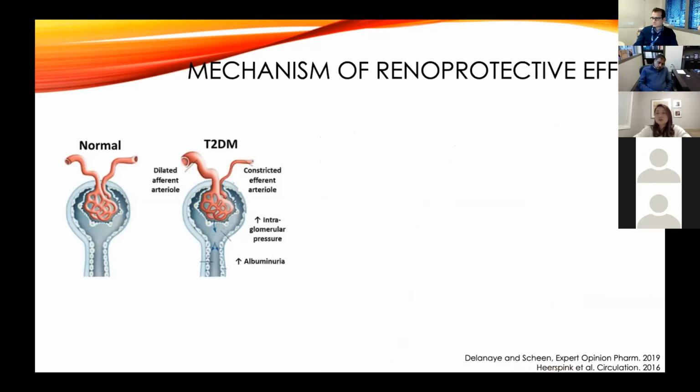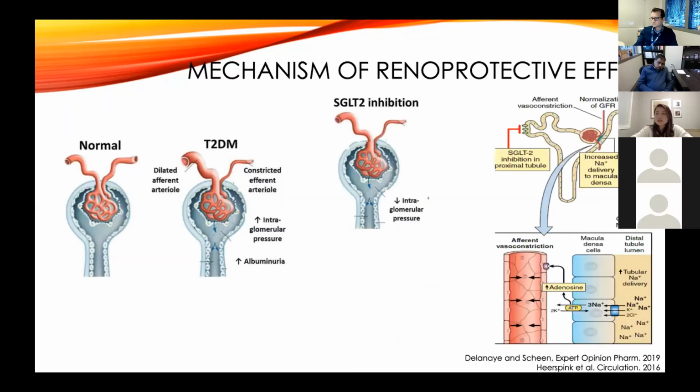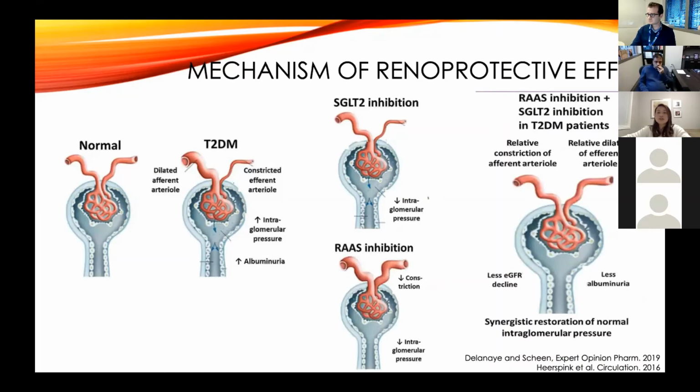Now, SGLT2 inhibitors result in the opposite. By decreasing the reabsorption of sodium and glucose, there is more sodium chloride delivered to the macula densa, which results in increased afferent resistance, resulting in reduction in intraglomerular pressure. So along with RAS inhibition, it was thought that they synergistically restore the normal intraglomerular pressure.